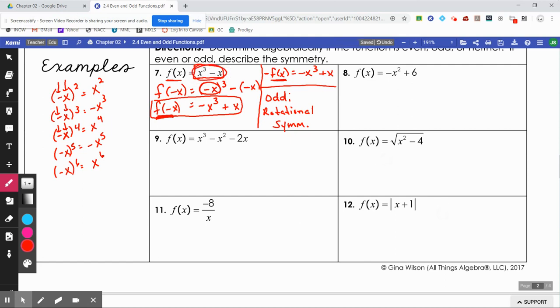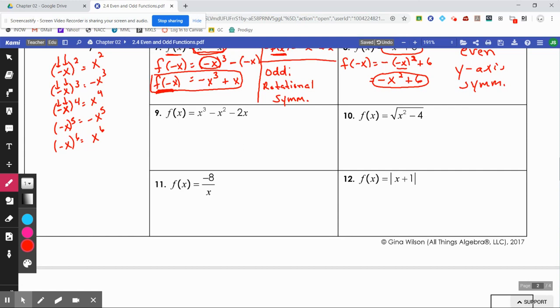Number 7. To check its symmetry, let's first find f of negative x, which means take out the x and put in negative x. Make sure that you square it first. So that's going to be, leave the negative. When you do negative x squared, it becomes x squared. And we really don't have to go any further because here's f of negative x, and notice that it matches the original. So this would be even. It's an even function, so it has y-axis symmetry.